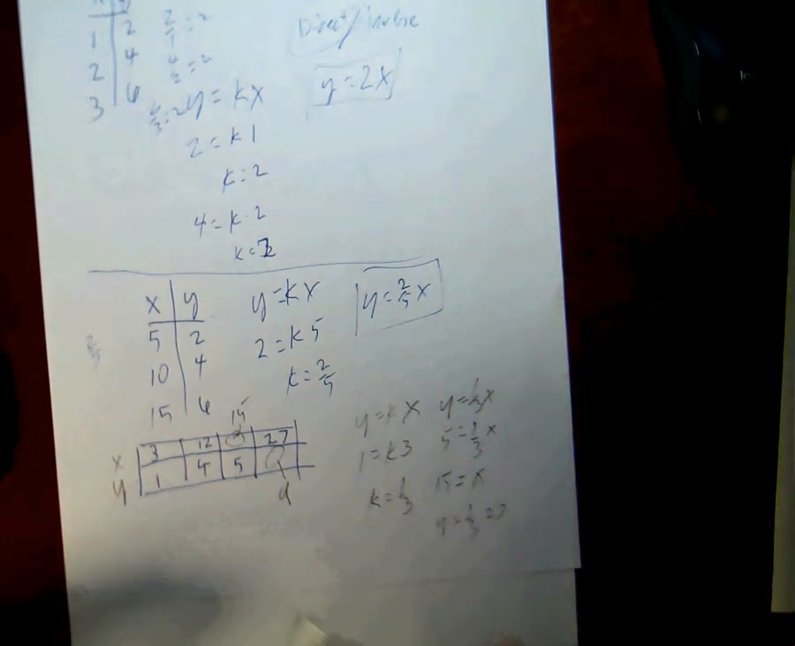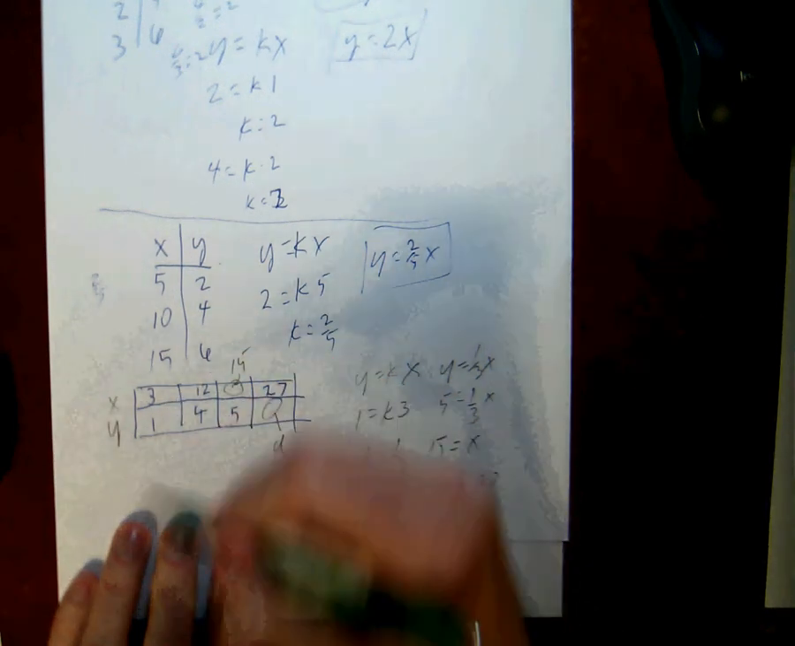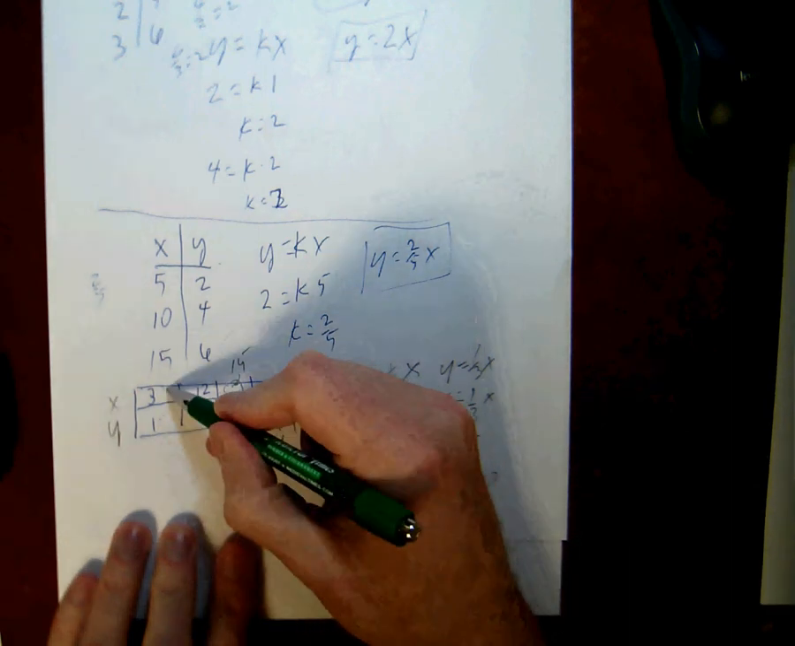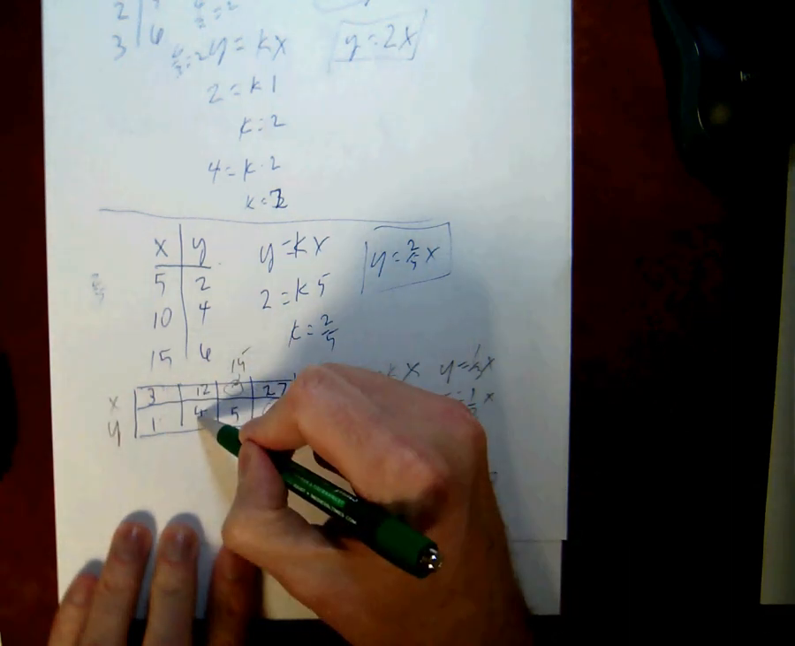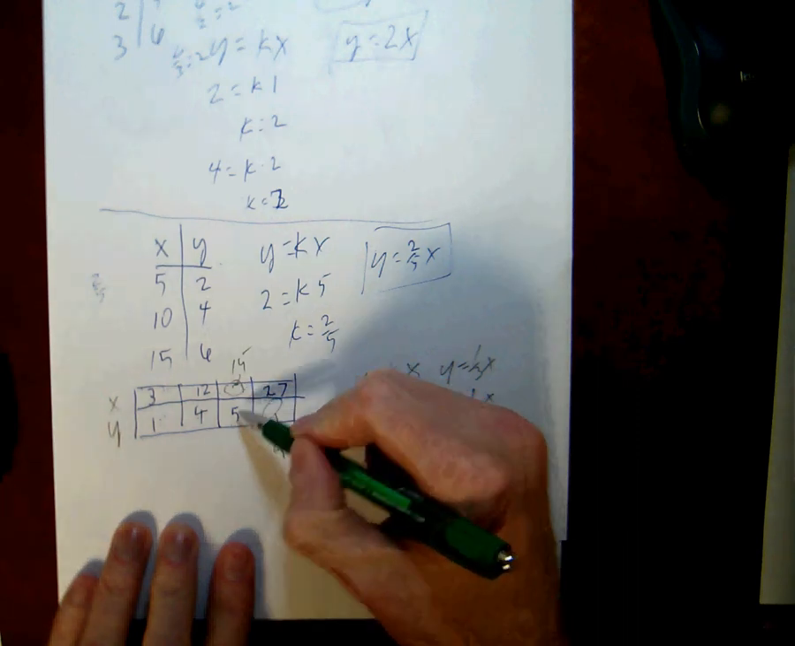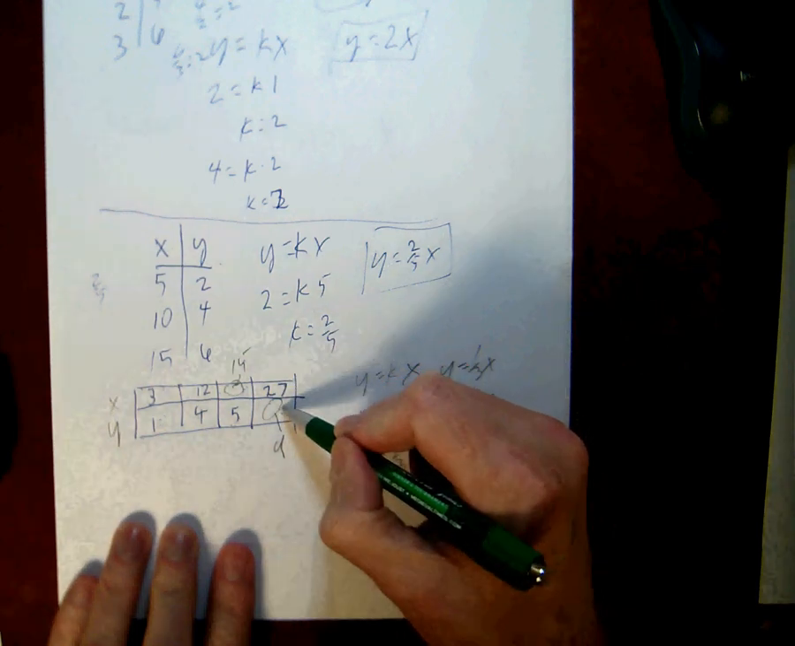So anytime there's a direct variation, what we know is either this over this is constant or this over this is constant. Like if you look at this problem, 3 over 1 is 3, 12 over 4 is 3. What had to go here? Well, something over 5 better be 3, and so that's why this has got to be 15. This over this has got to be 3. Oh, that's got to be a 9.